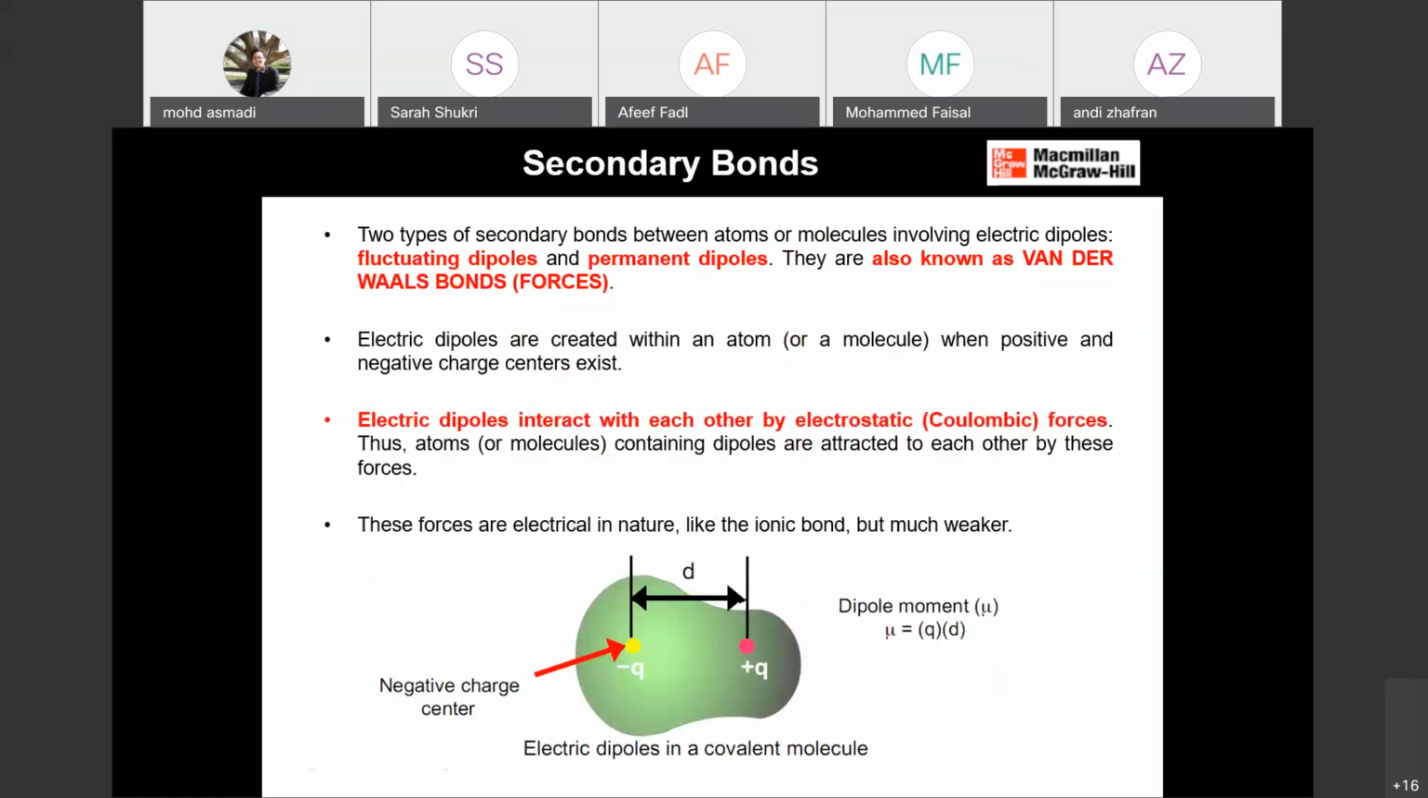Two types of secondary bonds between atoms or molecules involve electric dipoles. Fluctuating dipole as well as permanent, also known as van der Waals. It creates an atom where positive and negative charge centers exist. Actually it's just like a touch. It's not really real bonding. Electric dipoles interact with each other by the Coulombic force. These forces are electrical in nature like ionic bonding but much weaker.